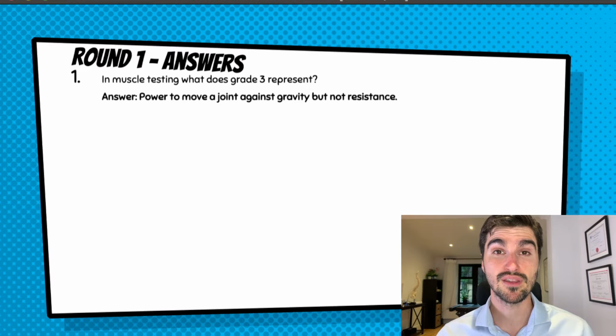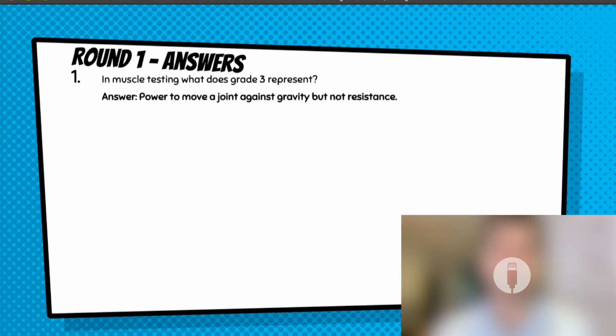Grade 3 would be that there's muscle activation and a range of motion against gravity, but they would fail against any resistance. Grade 4 is that they have a full range of motion and they can tolerate some resistance, but you're still going to beat them. And grade 5 is normal, that they're able to fully activate the muscle, full range of motion, and they're able to lock that muscle out against you.